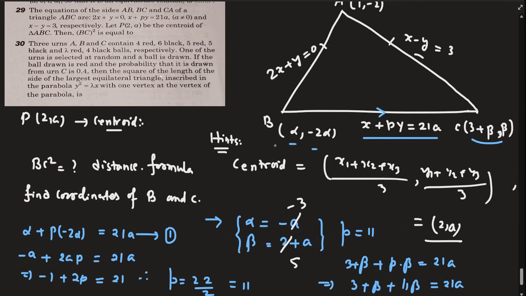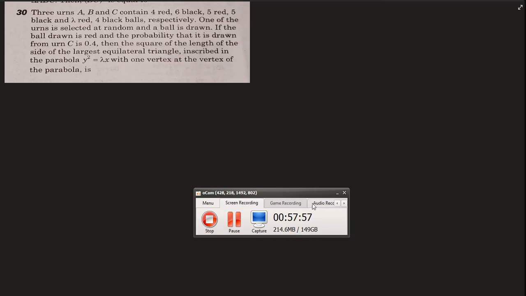After getting alpha and beta, you put them here, you get the coordinates of B and coordinates of C. You can very easily calculate. Okay, now BC square will be nothing but 122. This will be the answer. Okay, now going to the last questions of this paper.